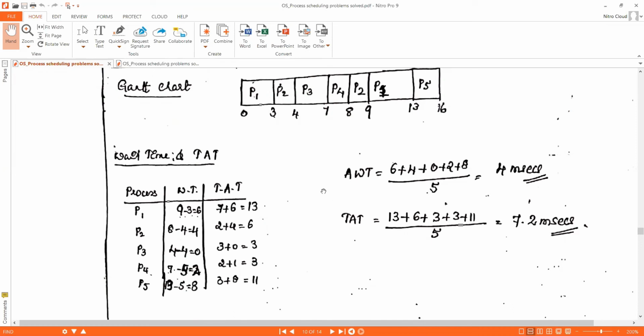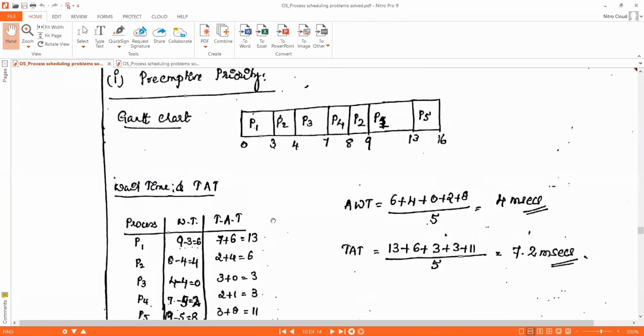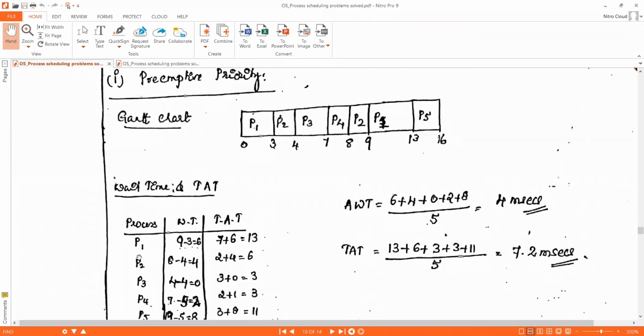Okay, next we need to find the turnaround time. How do we find the turnaround time? Turnaround time is burst time plus its waiting time. The burst time for process 1 is 7 milliseconds plus its waiting time, which is 6 milliseconds. Okay, 7 plus 6 is 13 milliseconds, which is the turnaround time for process 1.